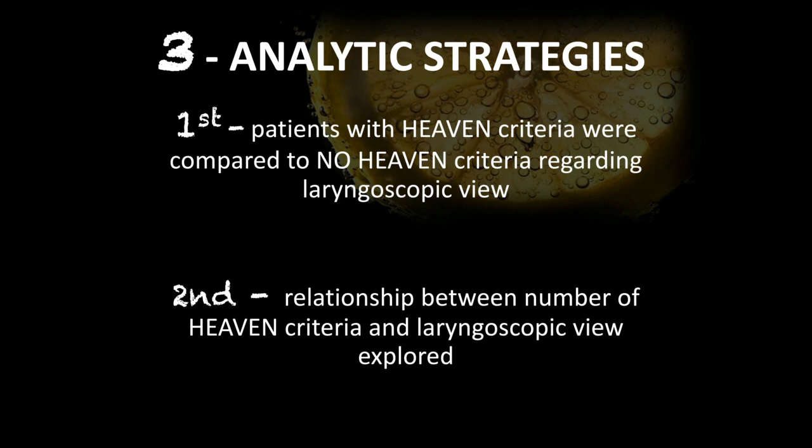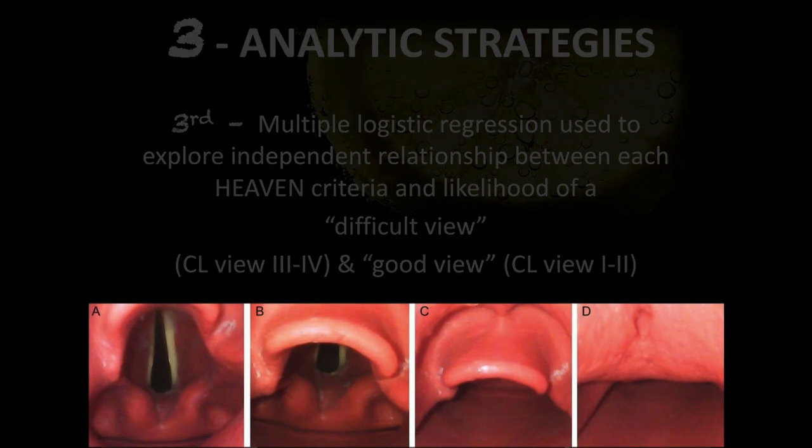When we look at the analytic strategies, there were multiple. Number one, patients with HEAVEN criteria were compared to no HEAVEN criteria regarding the laryngoscope view. So again, DL versus VL. Number two, the relationship between the number of HEAVEN criteria and the laryngoscope view was explored. And really what we're looking at from a view standpoint is the Cormack-Lehane, which is 1, 2, 3, and 4.